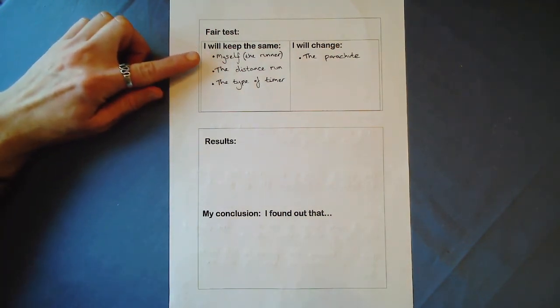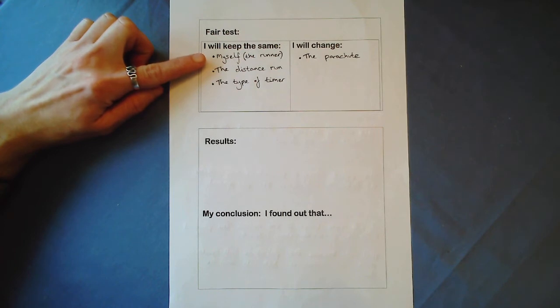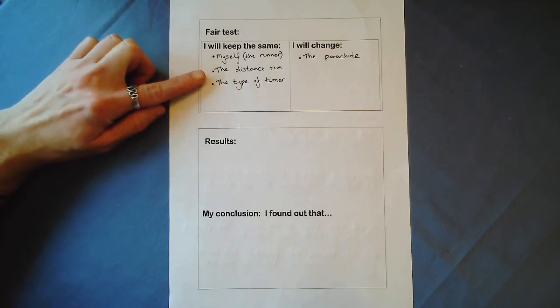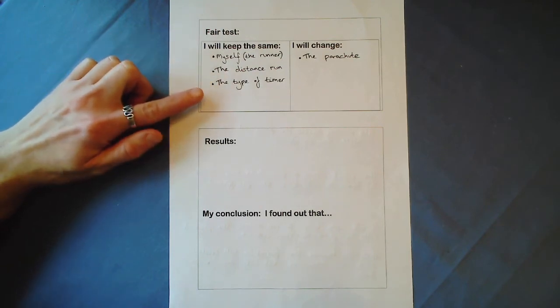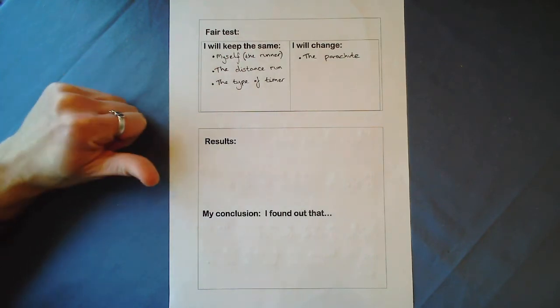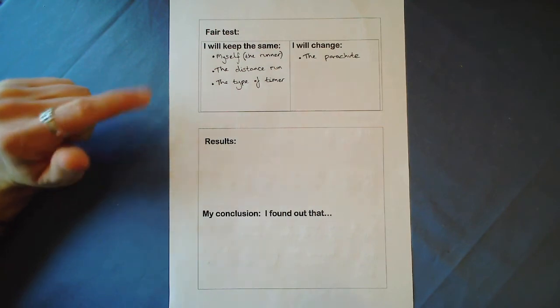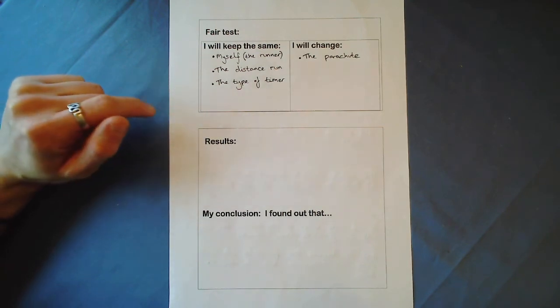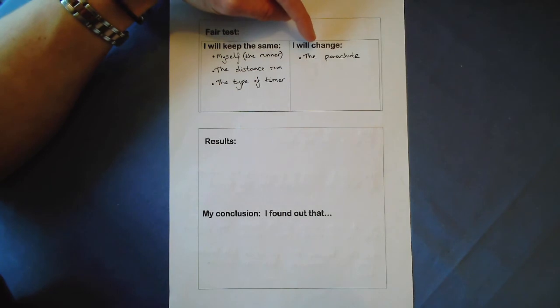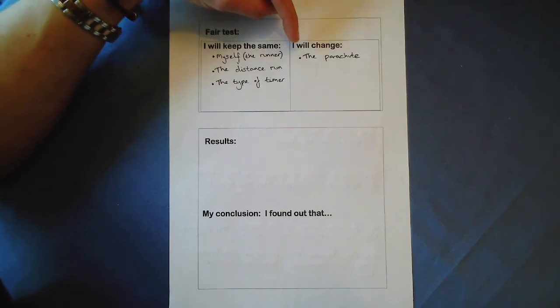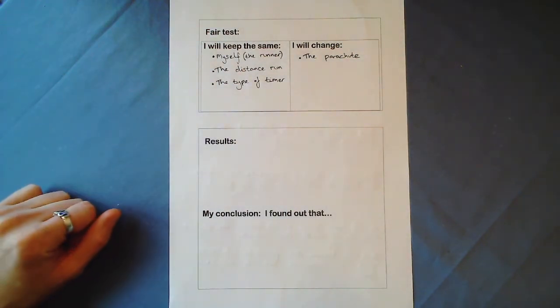So we will keep the same yourself, or the person who's doing the running. The distance that you run needs to be kept the same. And the type of timer you use to time your run with and without your parachute must be the same. So if you're using a phone, it should be the same phone. If you're using a stopwatch, same stopwatch. And the only thing we're going to change is the parachute. So we're either going to use it or we won't use it.